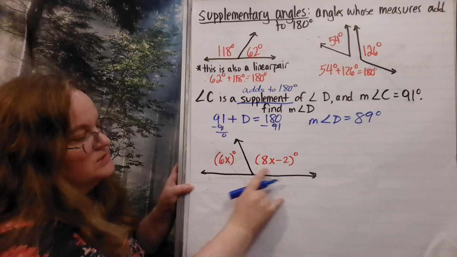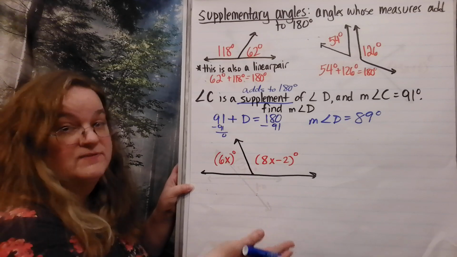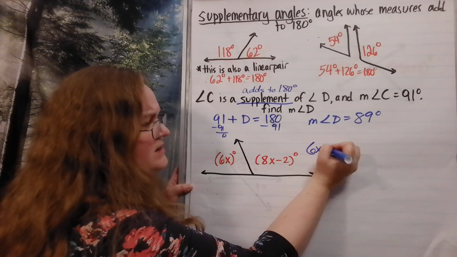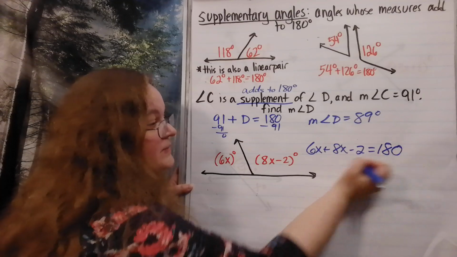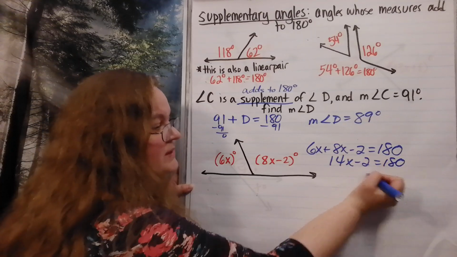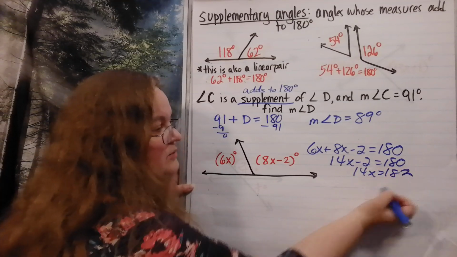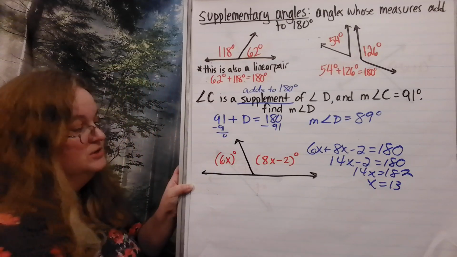Okay, so same idea here. This plus this equals 180 because that's the definition of supplementary. So when we do 6x plus 8x minus 2 equals 180, I get 14x minus 2 equals 180. I add 2. When I divide, I get x equals 13. I'm going to go back and substitute it in.